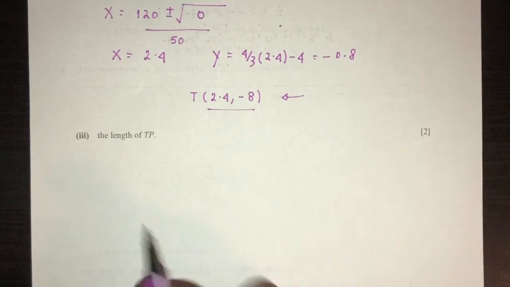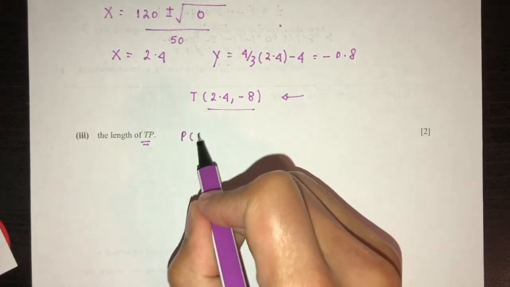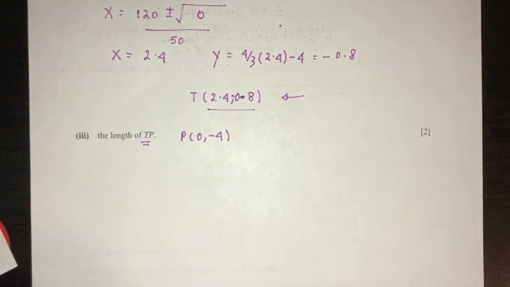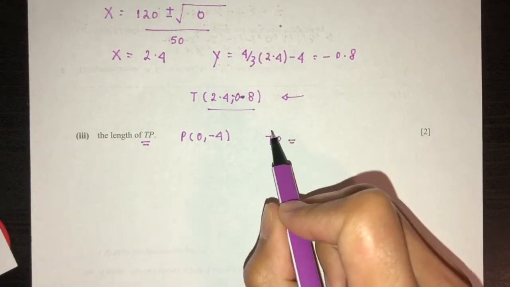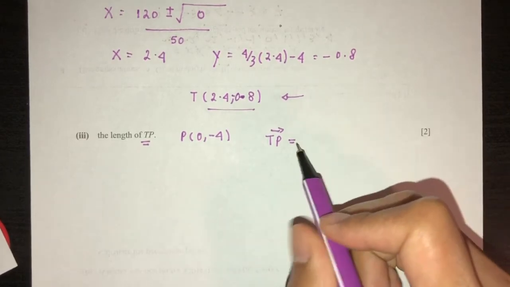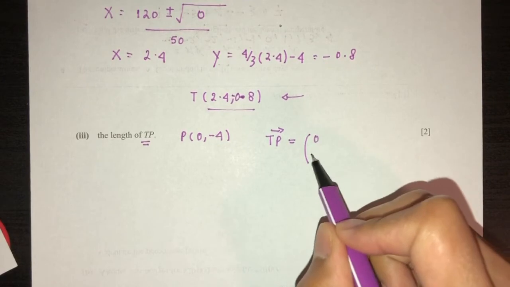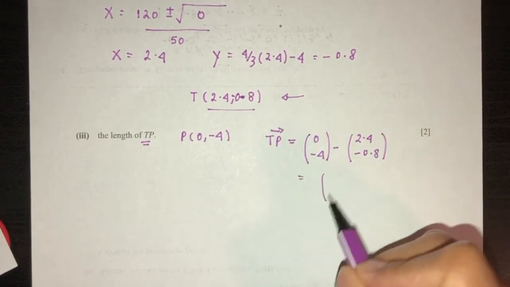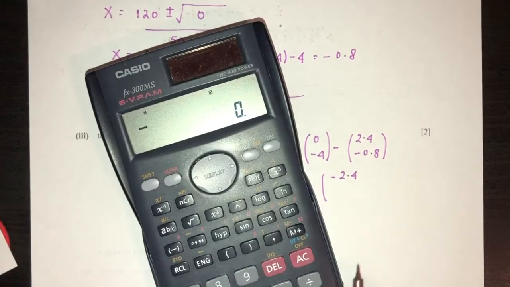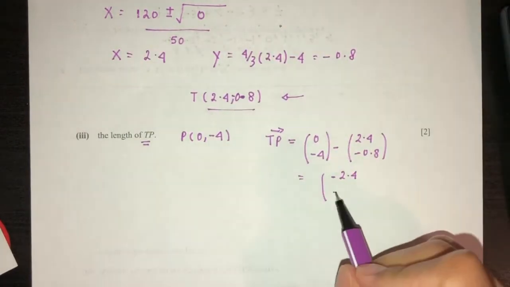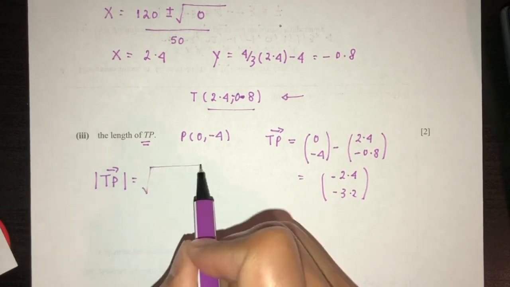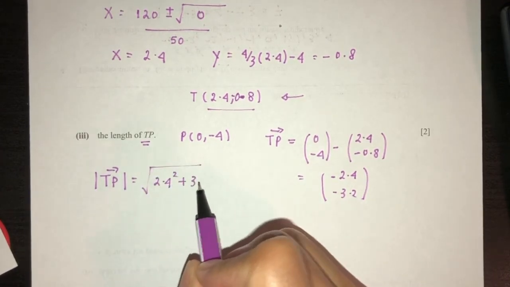Now for part 3, find the length of TP. So what is the point P again? Let's check. From your question, it is given to you, the point P is given by 0, minus 4. Oh, 0.8, sorry. Minus 0.8. So find the length of TP. We can first find the direction of TP, or you can just use the formula, it's the same thing. That will be P minus T: 0 minus 2.4, minus 0.8 minus... That should give you minus 2.4. What is minus 4 plus 0.8? That is minus 3.2. Now we have to find the length, which is the magnitude of TP. That will be root of 2.4 squared plus 3.2 squared.